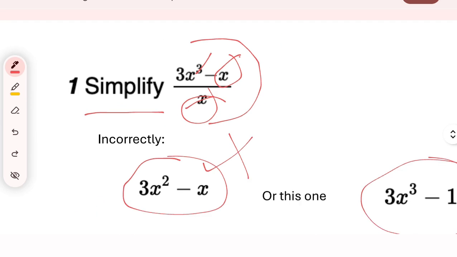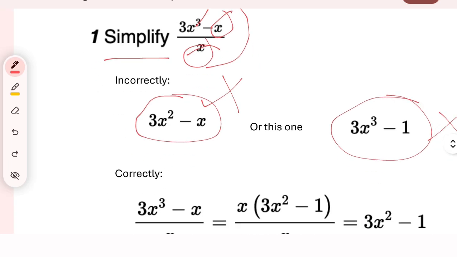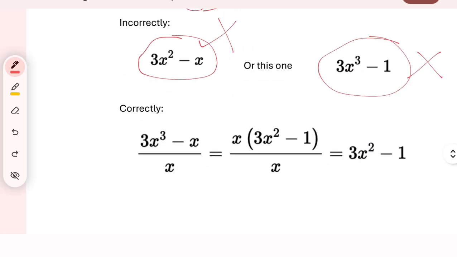Why? Because if you have 3x cubed minus x in the numerator, you cannot separate them. You can only separate them if they are factors, right? In that case, those are not factors, they are actually subtracted. You cannot cancel out x there, because x cubed and x are not separate factors. So the correct approach would be like this.